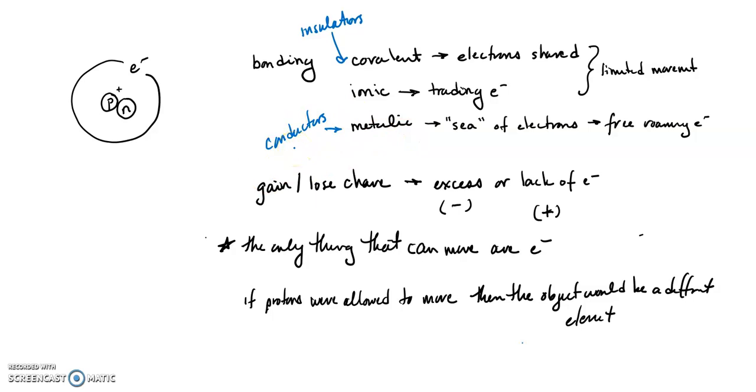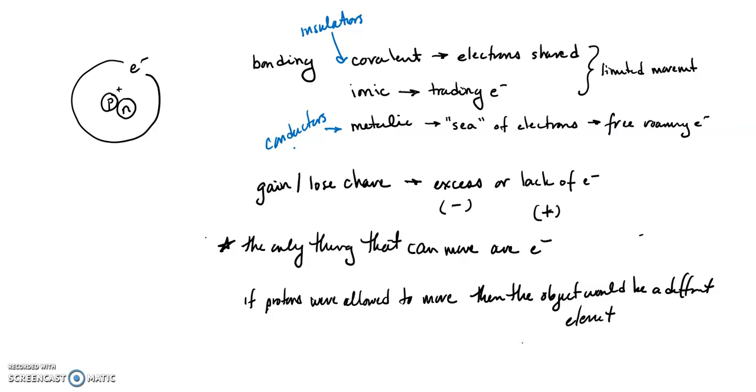Now, there are always outliers to all these scenarios, because it's chemistry, and chemistry does not have super hard and fast rules for everything. They're more like 99% rules, because there's always the oddball. But that's the general rule.